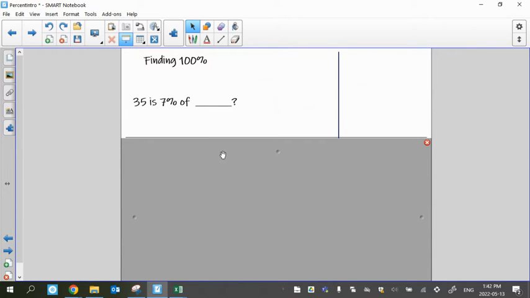So 35 is 7% of a certain number, and we're trying to find that number. So we know that 7% of a number is going to be 35. We have to be careful how we write 7% as a decimal, understanding that we're making it 100 times smaller. And from here, we just divide by 0.07, and we get our answer, in this case, 500. 35 divided by 0.07.